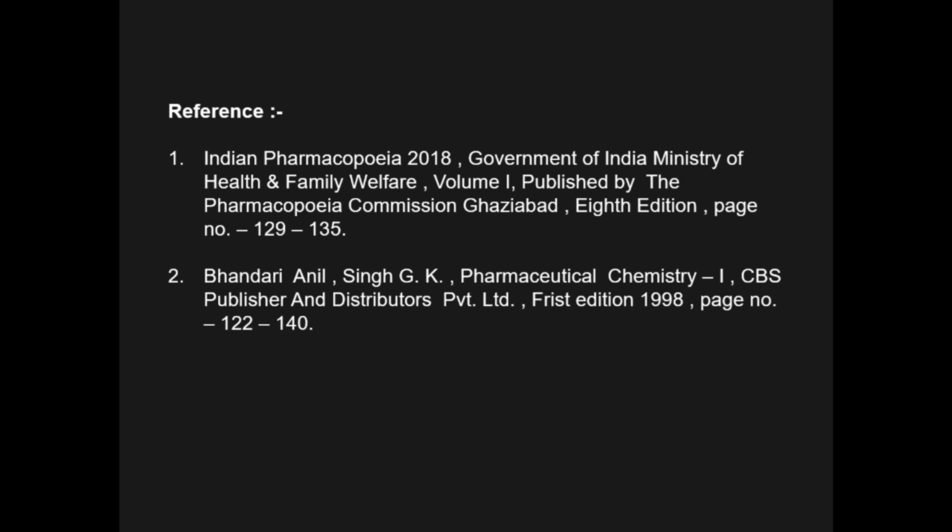Here are the references from where we have obtained all the procedures for the identification of various anions.